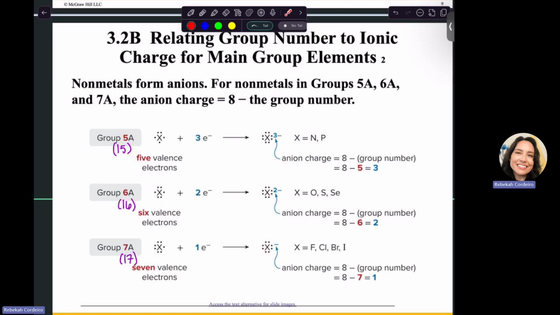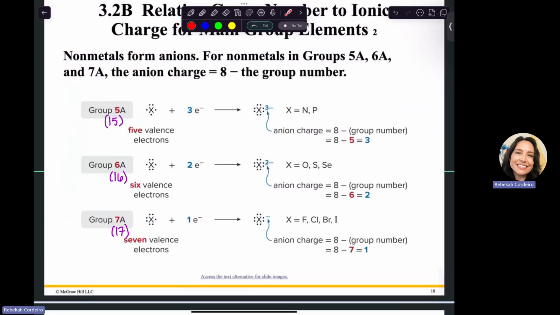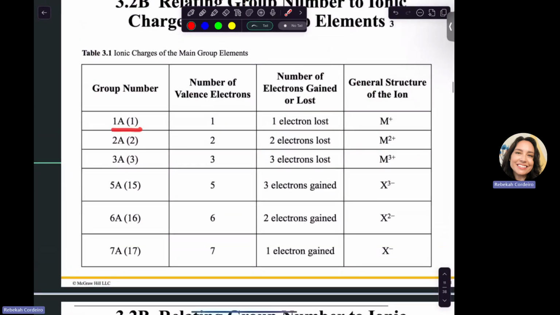So they have a chart here. Group 1, charge of +1. Group 2, charge of +2. Group 3A or 13, charge of +3. Group 5A or 15, charge of -3, and then -2, then -1. So you can see how it goes up and then it goes down: +1, +2, +3, -3, -2, -1, and you can just look at the periodic table to guess what your element is going to do.